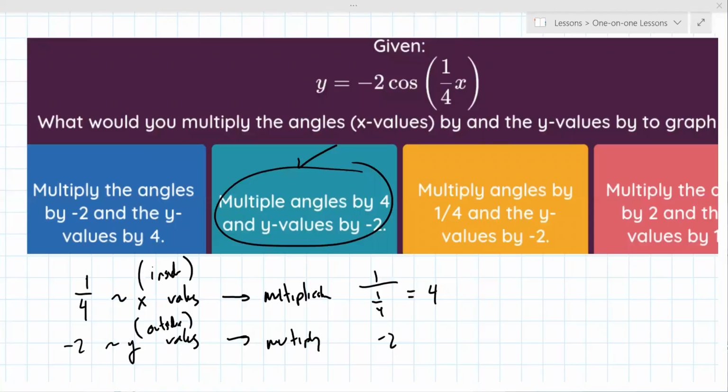Is this one just going to be pi once you get it? Just got it here. The period is 2 pi over 2, which is pi.